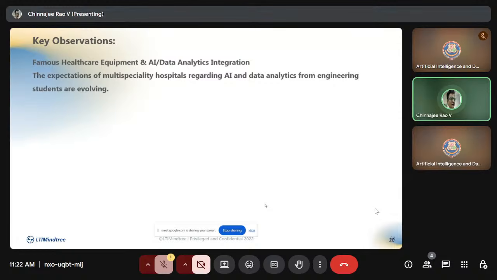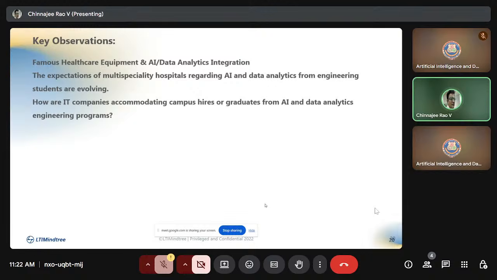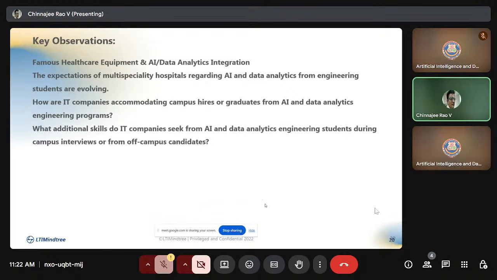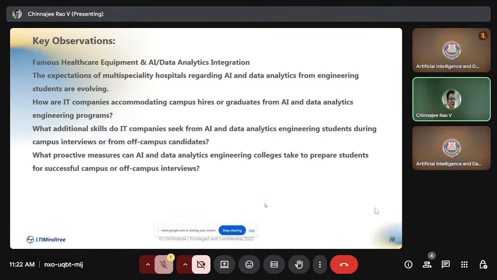Second, the expectations of multi-specialty hospitals: exactly what they are expecting from students coming out of AI and data analytics. Third, how the IT company is going to accommodate the campus hires. After hiring, what pre-checks will they do, or what trainings may they have? Then, what additional skills the IT company is looking for from AI and data analytics engineering students? Then, what proactive measures can an AI or data analytics engineering college take to prepare students to successfully crack the campus?